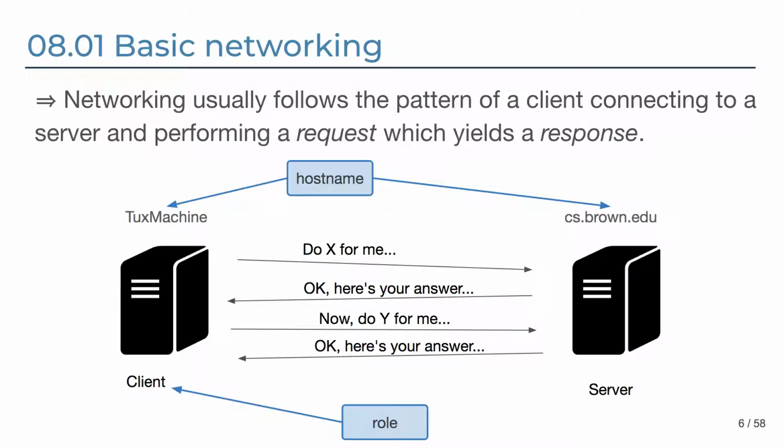All right, so let's see how networking usually works. So we have basically two machines. We have the Tux machine and cs.brown.edu, and they take up two different roles, which is usually one is the client and one is the server, and the client asks the server to do something. The server responds with an answer or just a response, and then this continues. And we basically name these machines by giving them each a host name. So we also just call these machines hosts, and they can be anything.